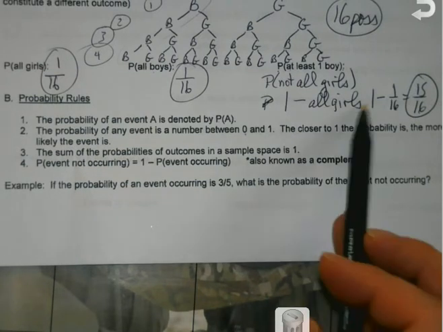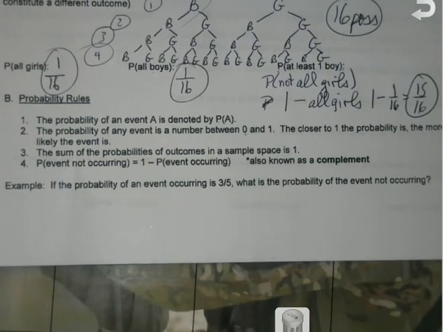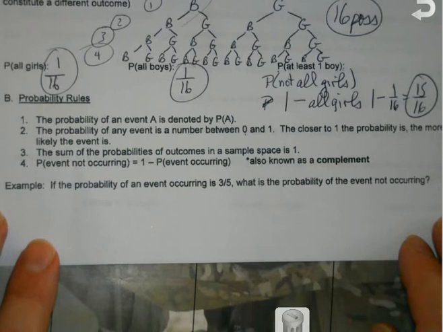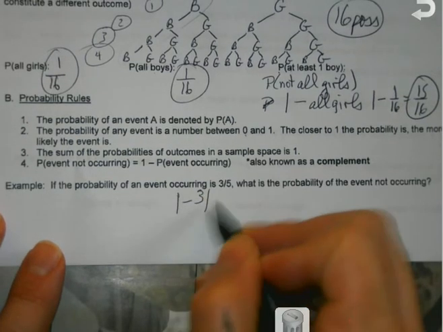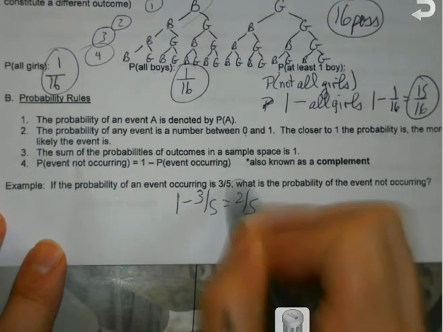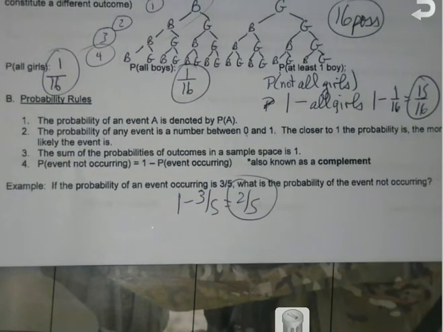And then we just got done doing this. The probability of an event not occurring is 1 minus the probability of that actually happening. We just saw an example of that here. So if the probability of an event occurring is 3/5, what's the probability of it not occurring? 1 minus 3/5, or 2/5. Nothing that's too bad, nothing that's really complex. It's basically just the way it works.